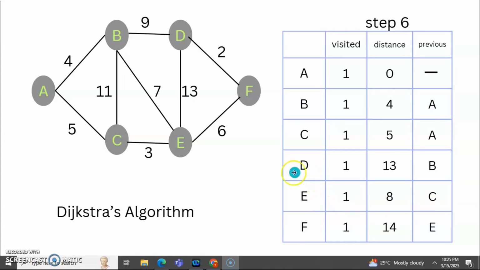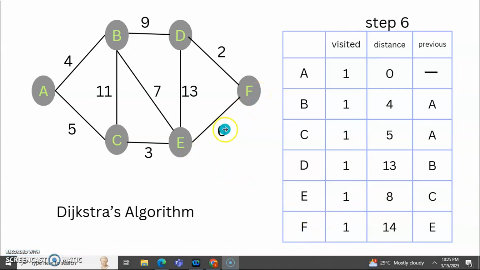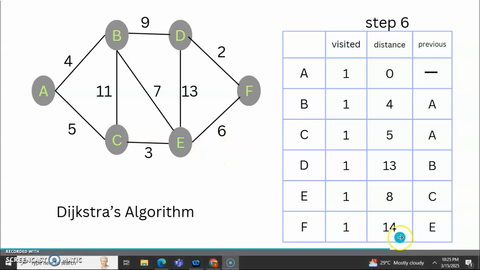For D, we have to see whether there is any path from E. So E to D is 13 is available, but to reach E itself, I have to cross 8. So 8 plus this 13, the distance will become 21, but 13 is lesser than 21, so we need not update. So what about F? So E to F, there is a single edge path with the weight 6. The previous distance to reach E was 8. So 8 plus 6, 14. So the previous node was E and F will be marked as visited.